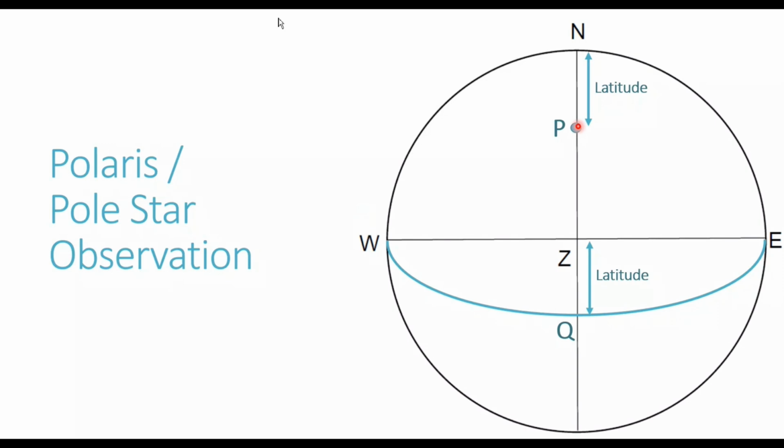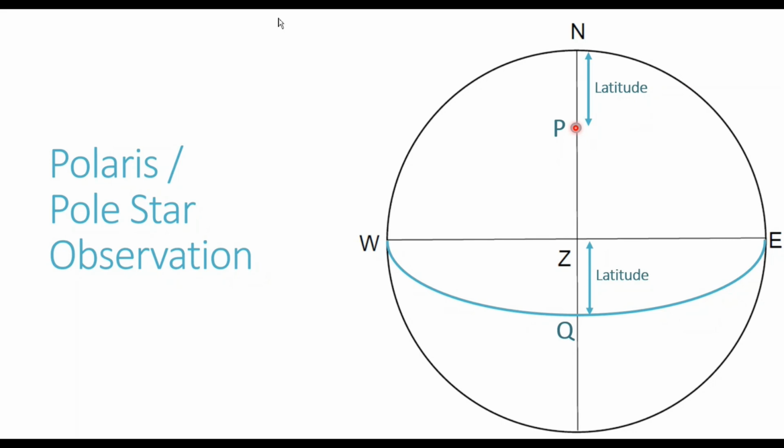Now this star is having a declination of 89 degrees and 10 minutes. So it is within 1 degree of the celestial pole. So with this star being so close to the pole, if we take the altitude of this particular star, then it can very nearly give us our latitude. So this is the concept behind the Polaris or pole star observation.